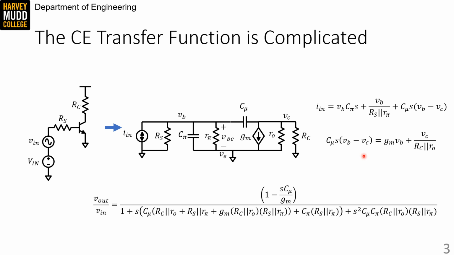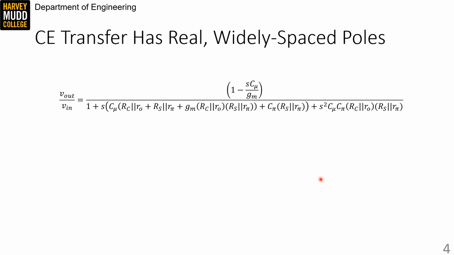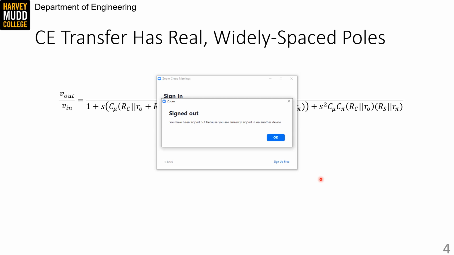Do notice, however, that we have a second order system. There's an s squared term and an s term, and that it has a right half plane 0 in the numerator. So this is given by a 1 minus s over z, so that's a 0 located at g m over C mu. We can simplify this expression with a few highly accurate assumptions.